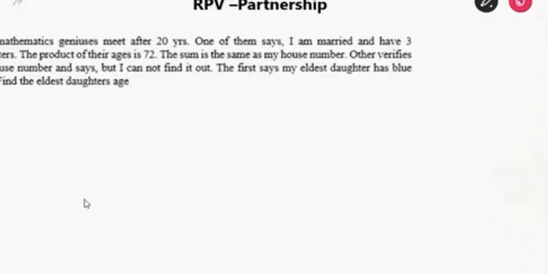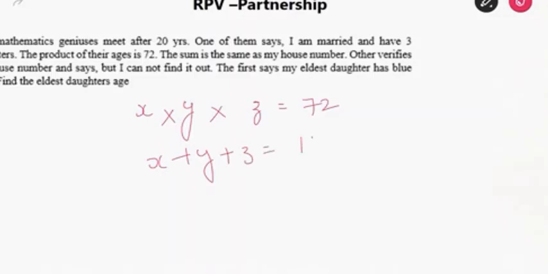Next one. 2 mathematic geniuses meet after 20 years. One of them says, I am married and have 3 daughters. The product of their ages is 72. Now let us consider their 3 daughters as x, y and z. Their product of ages is equal to 72. The sum is the same as my house number. So x plus y plus z will be equal to his house number.